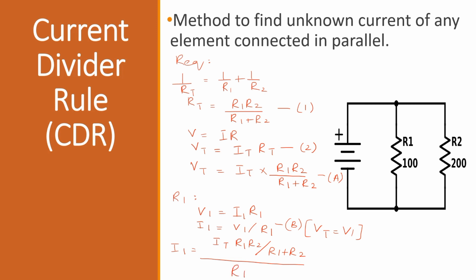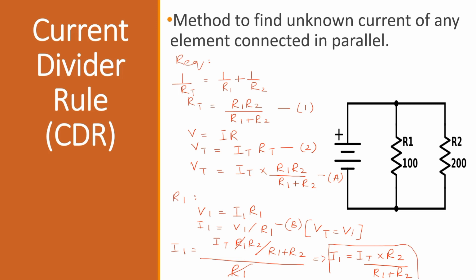Now this R1, it will cancel this R1. So we'll get the final equation, which is I1 is equals to It multiplied by R2 divided by R1 plus R2. So this is the equation of unknown current across resistor 1.